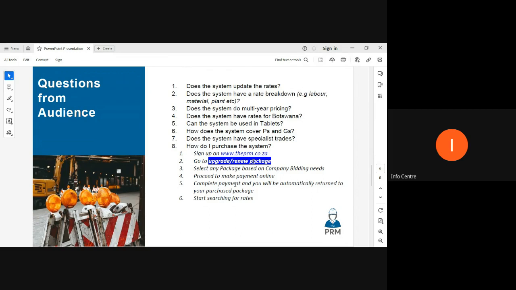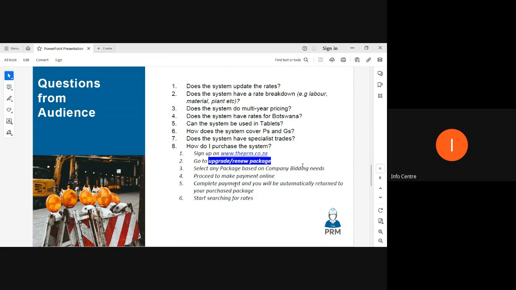Inside the upgrade and renew package, you'll select the package that is based on your company bidding needs and obviously where your company wants to bid. For example, the standard package, you can only bid in one province, and it's limited to, I think, 2 service categories. The premium, you have access to all the rates for all regions, including Namibia, and you've got access to all service categories. So depending on your company needs, you'll decide what works for you.